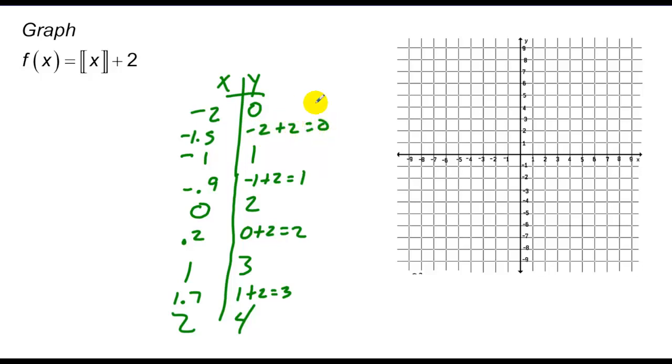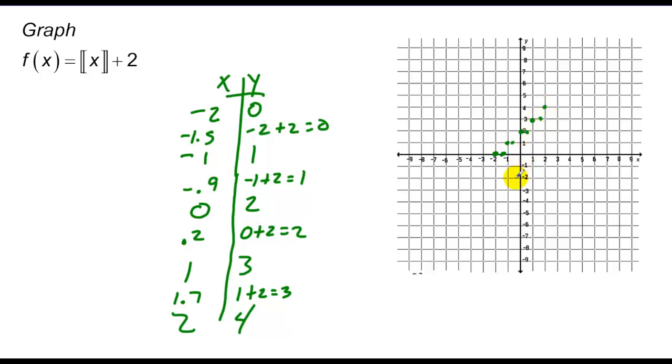So I'm going to start graphing these points once again. Negative 2 and 0. Negative 1.5 and also 0. Negative 1 and 1. Negative 0.9 and 1. 0 and 2. 0.2 and 2. 1 and 3. 1.7 and 3. And then 2 and 4.